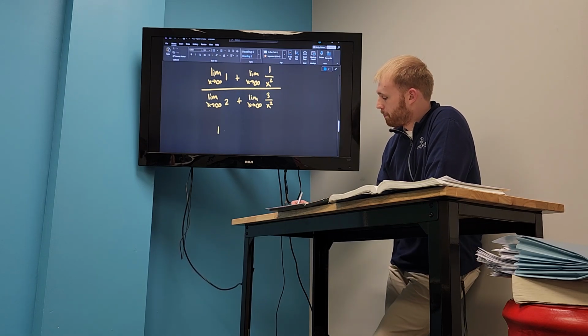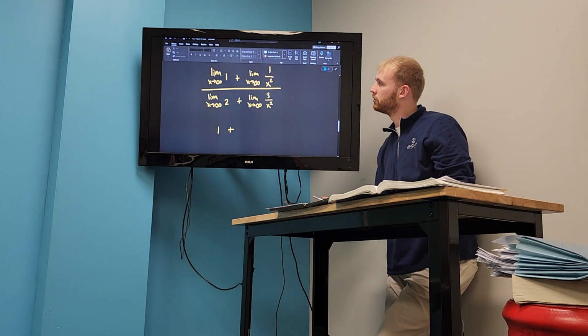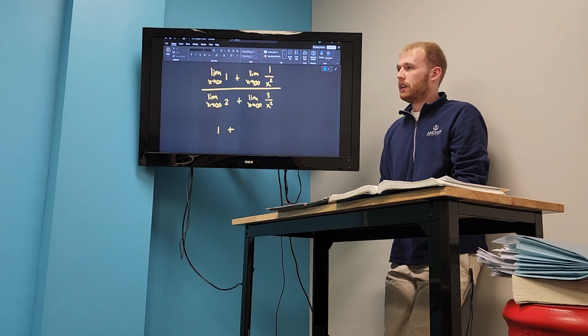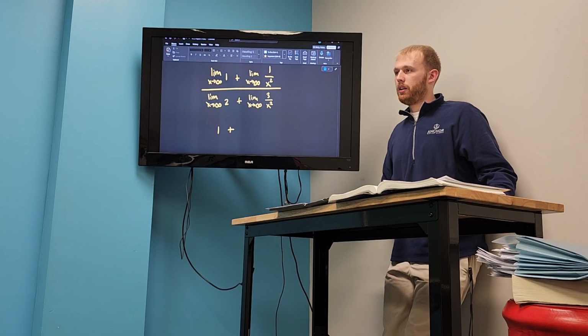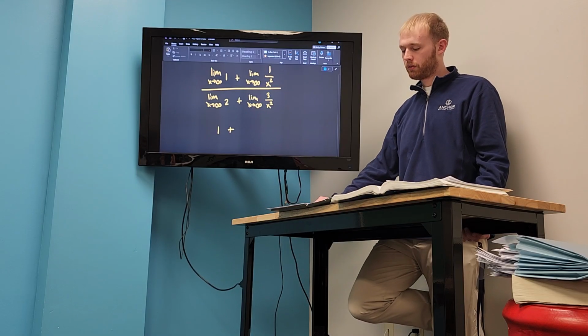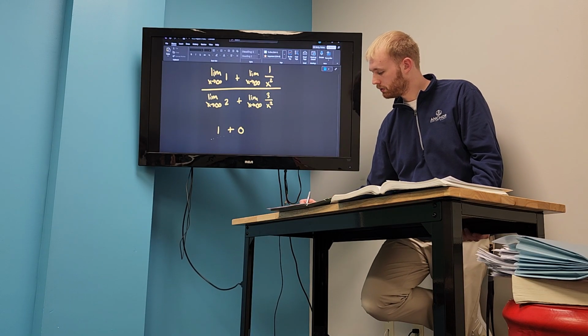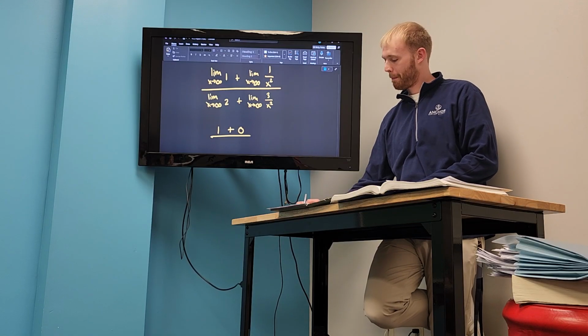Yep. What's the limit as x approaches infinity of this function? What happens if you put in really big values into that denominator? What's going to happen to that function? Closer to 0. It's going to get real close to 0. Okay, so that limit's going to equal 0. So the limit as x approaches infinity of 2.